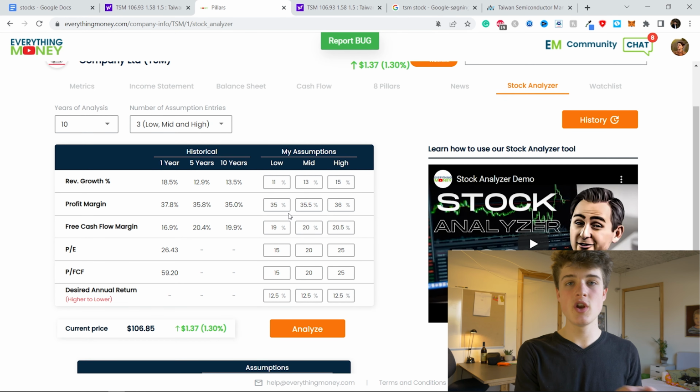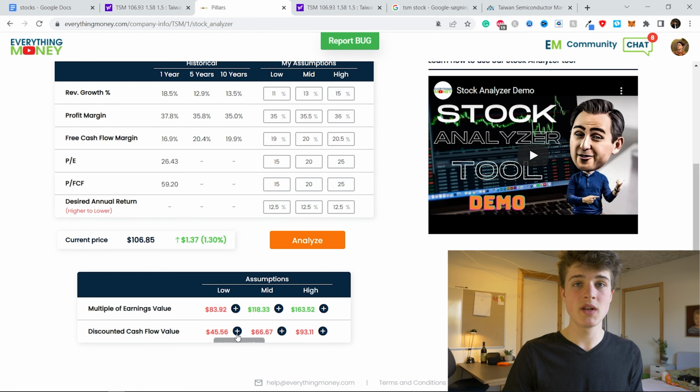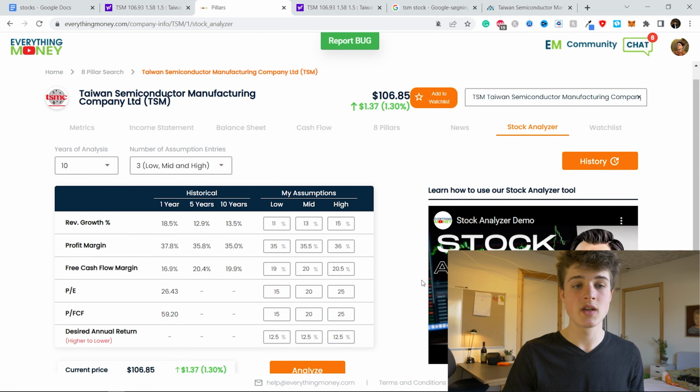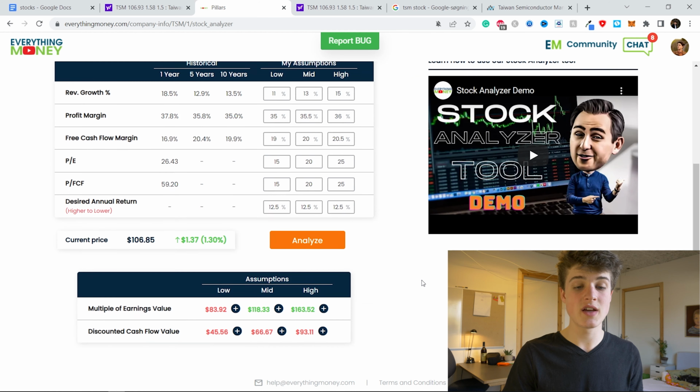But for myself, I'm not going to buy TSMC because I would simply like my price targets here in the stock analyzer tool to come out better than they do. I'm not going to go any higher on the revenue growth. I'm not going to go any higher on the price to earnings ratio here. You have to think about this in 10 years.